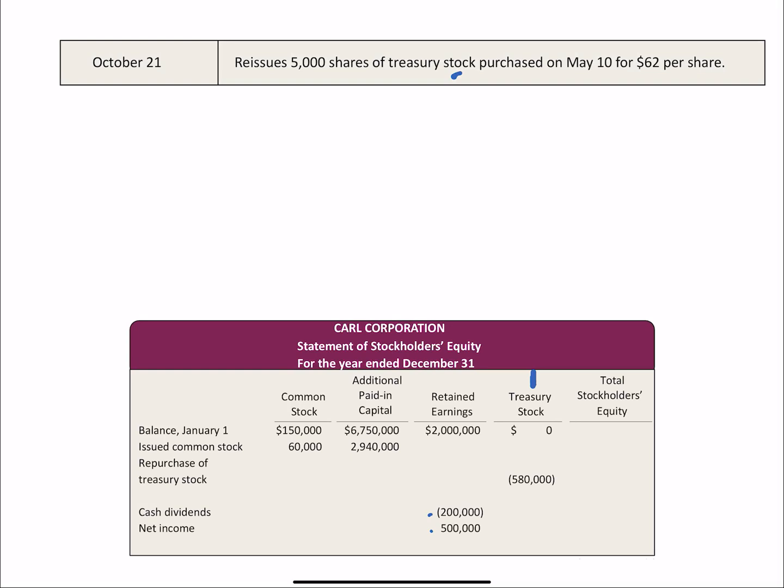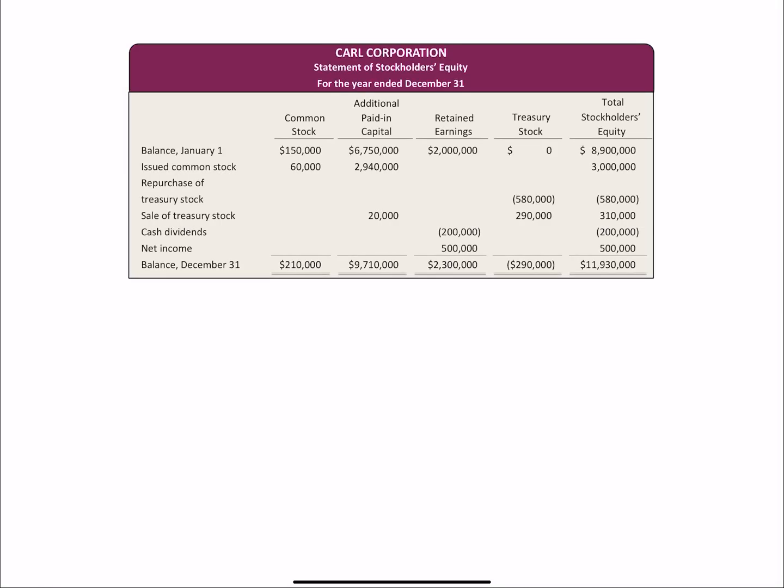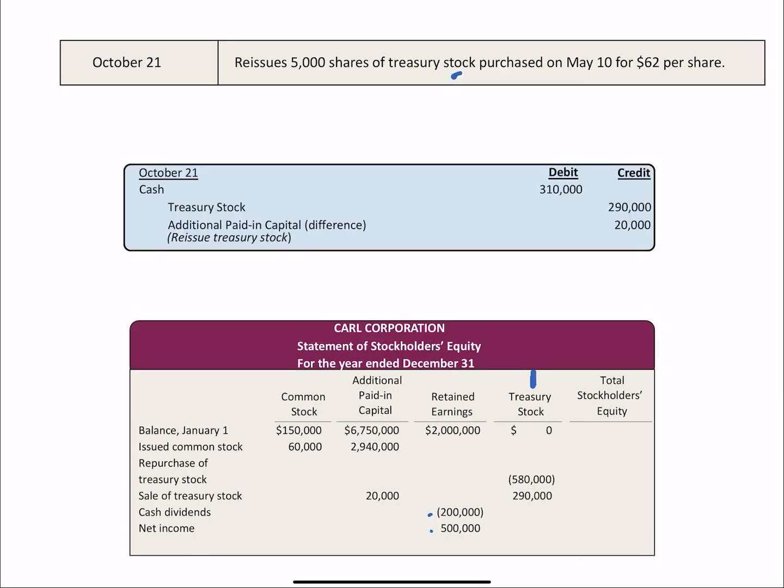And lastly, I reissued 5,000 of treasury shares for $62. Well, to do this entry, I have to remember how much I put it into treasury stock. Well, I put it into treasury stock at a different price. Let me finish that up. So I've got to take it out at the same price of what I paid for it. So the $290,000, balance the entry with additional paid-in capital.